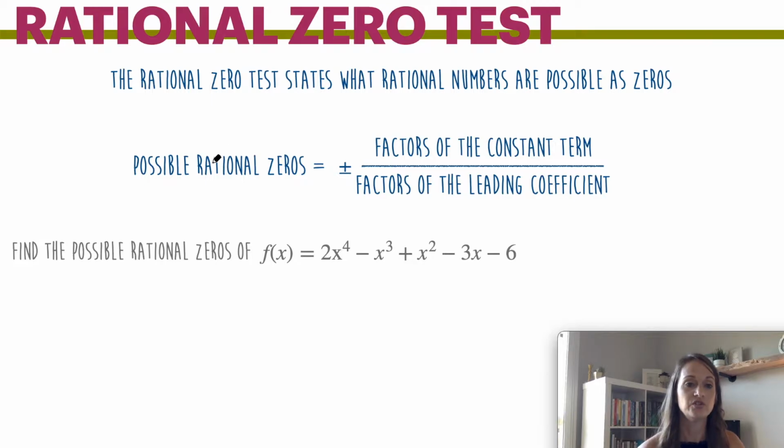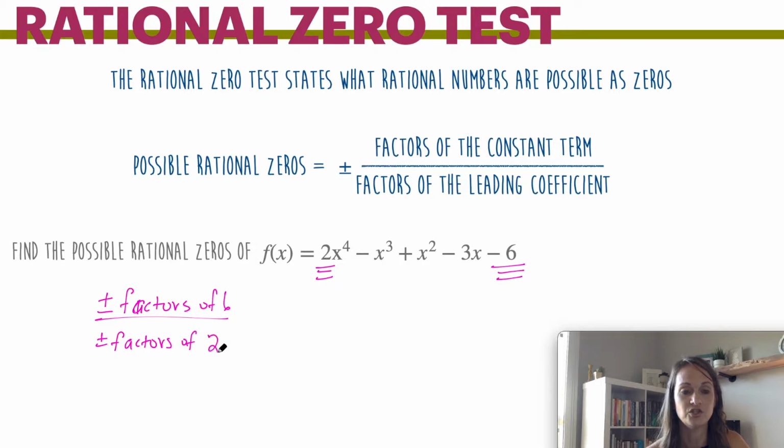So for example, in order to find the possible zeros, it is going to be plus or minus all of the factors of the constant term, which in this case is 6, divided by the factors of the leading coefficient, which is 2. So it is going to be plus or minus all of the factors of 6 divided by all of the factors of 2. The factors of 6 are 6, 3, 2, and 1. And the factors of 2 are 2 and 1.